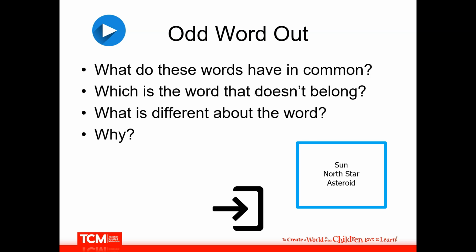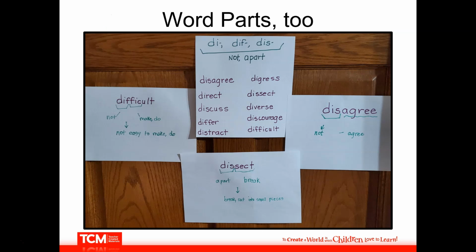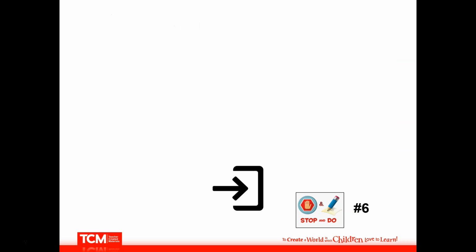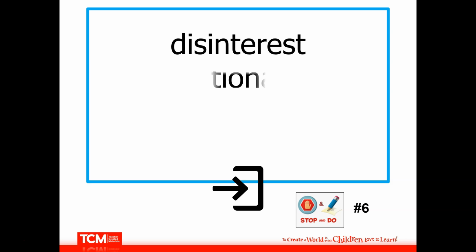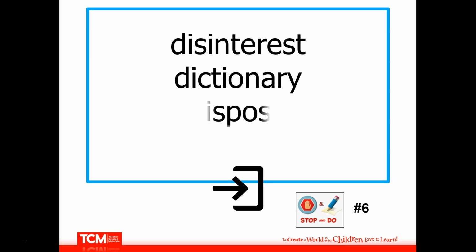And so once you've completed that, we can move on to actually doing this with word parts as well. And so this is what I'd like you to do for your next stop and do activity. And so in your learning reflection guide, you have these words: disinterest, dictionary, dispose, and then divert. And so I'd like for you to follow the directions in your learning reflection guide and tell me which of these following words is the odd word out and why.